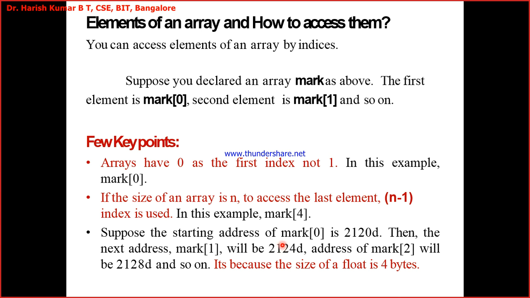This is float, right? So the size of float is what? How many bytes? 4 bytes. So 2120 is the starting address, 2120, 2121, 2122, 2123. So you have the first element stored, occupying these 4 bytes. And the second element starts from 2124, and the third element's starting address would be 2128 and so on. Because the size of float is 4 bytes, the size of double is 8 bytes, and the size of character is 1 byte.